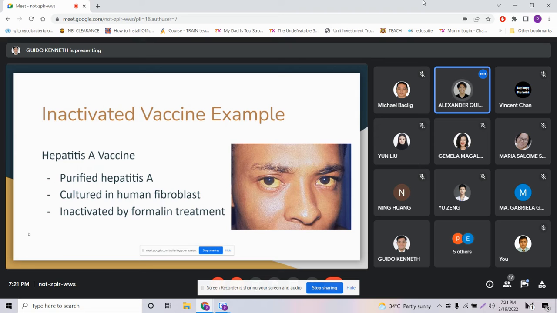So next slide, please. We also have hepatitis A vaccine. To the right is an example of a hepatitis A patient that is having jaundice.